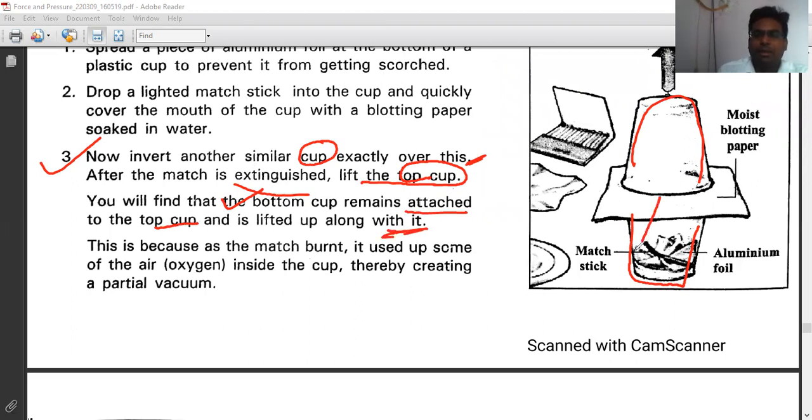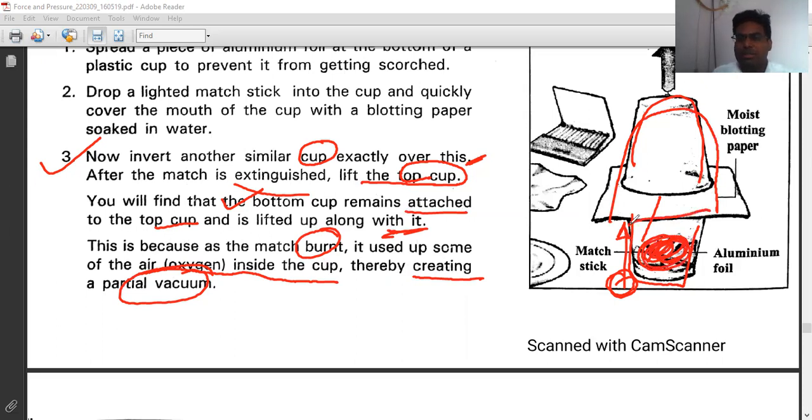Due to the vacuum created, the downward cup is lifted up. This is because as the match burned, it used up some of the air, the oxygen inside the cup, therefore creating a partial vacuum, right? Suppose the match is burning here and we have covered this with another cup, and this matchstick uses the oxygen inside this cup. Due to the less air inside it, a vacuum is created. That's why it is lifted when we are lifting it, right?